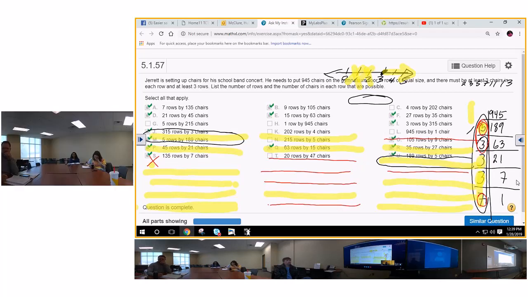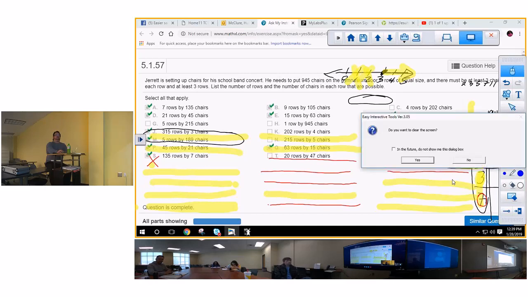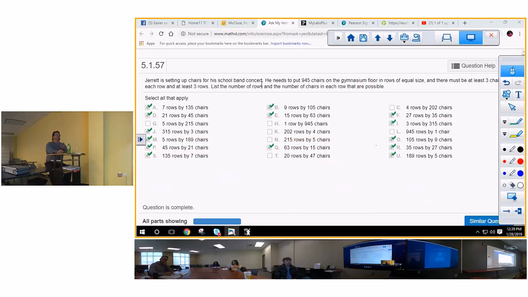You have to use the numbers that are available. If there's a 4 up there and you don't have a 2 and a 2, you can't use 4. You have to use the numbers that are available. A homework question, yes. Test question, no. On a test, I'm just going to ask you what is the prime factorization of 945. That's what I'm going to ask you, because like I said, these questions are not good questions.